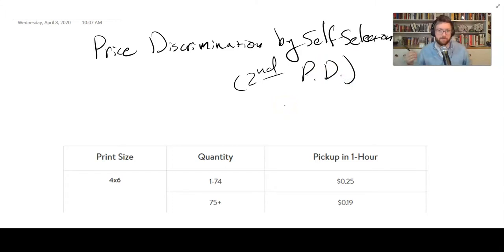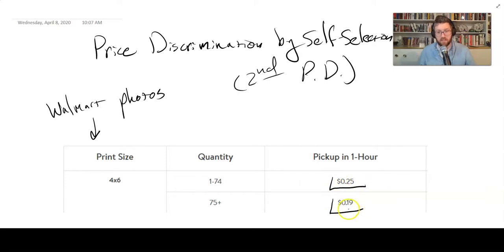And the first example, which I think illustrates the idea pretty well, is the idea of a quantity discount. So what we've got down here in this box is Walmart's price as of 2018 for photos. And you can see that they're all 4x6 photos, and they're all available in an hour, but there's two different prices. You can get a price of 25 cents per photo or a price of 19 cents per photo. Everyone has the same prices offered to them, but if you buy less than 74, you pay one price, and if you buy 75 or more, you get this new lower price.